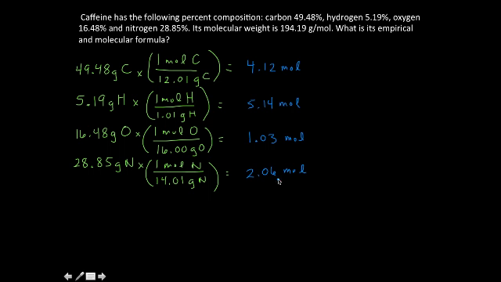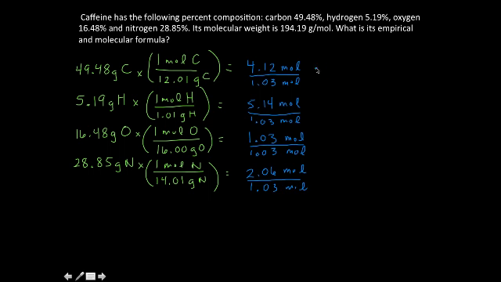As you remember, we're still trying to find the empirical formula, and it's easiest to find the empirical formula first. So I divide all these values by the fewest moles. We found that 1.03 moles is the smallest, so we're going to divide all of these by 1.03 moles.